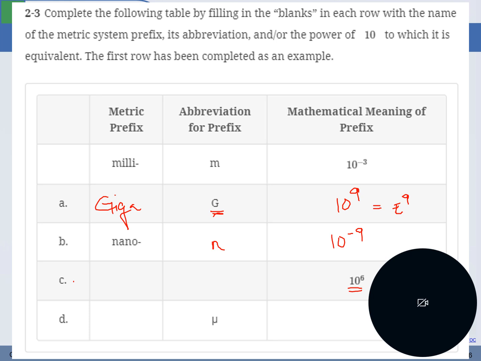In this case, it gives you 10 to the 6. That is mega, and it looks like this. And this is our Greek letter mu, and that is micro, and it's 10 to the minus 6.